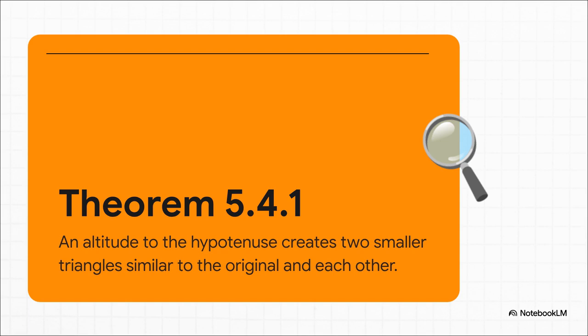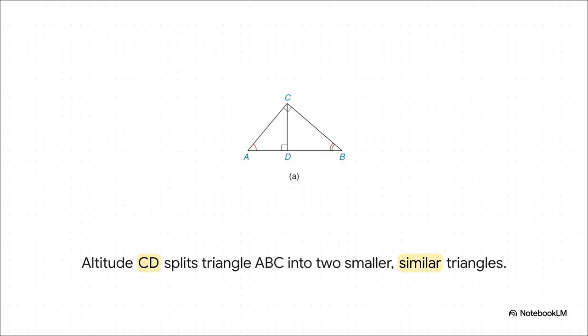Now, here's the magic. All three of these triangles, the big original one and the two little ones you just made, are similar. That just means they're the exact same shape, like a set of Russian nesting dolls. And here's exactly what that looks like. We have our big right triangle ABC. We drop that altitude, the line CD, so it hits the hypotenuse AB at a perfect right angle. That one move slices the big triangle into two smaller ones, triangle ADC and triangle CDB. You can already see this hidden little family of triangles starting to take shape.